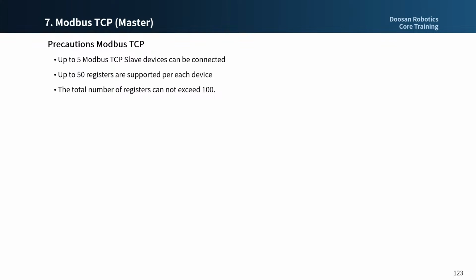And precautions for using Modbus TCP. You can connect up to 5 slave devices and register 50 signals for each equipment. And the total number of the signals is 100 maximum, but from software version 2.8, the limit is bigger than before, so you can set the number of signals over the 100.